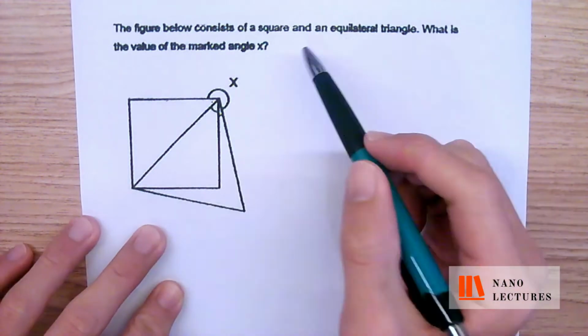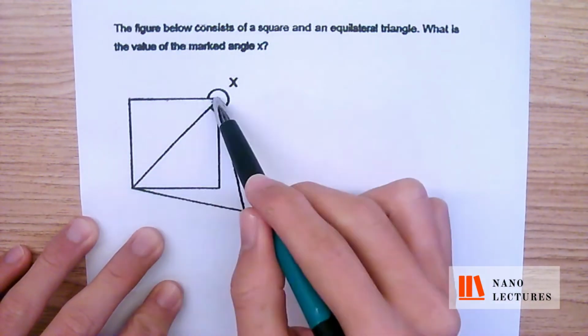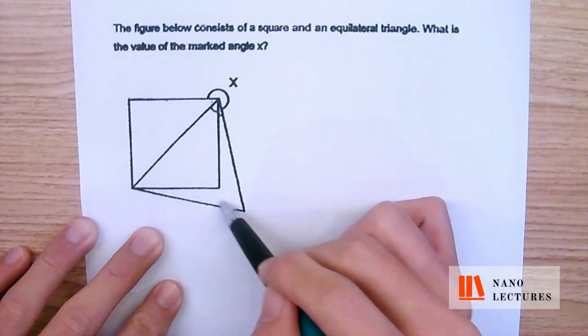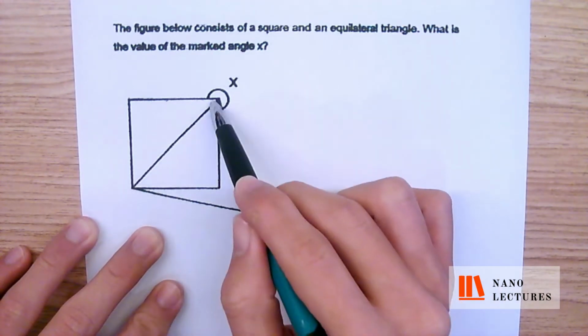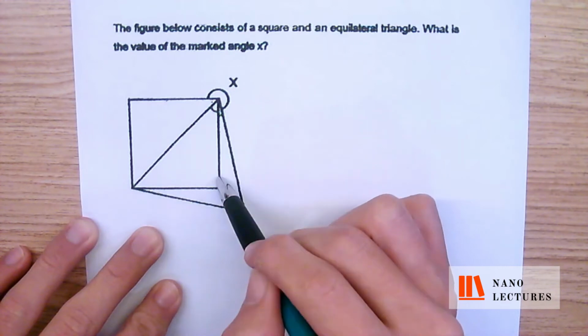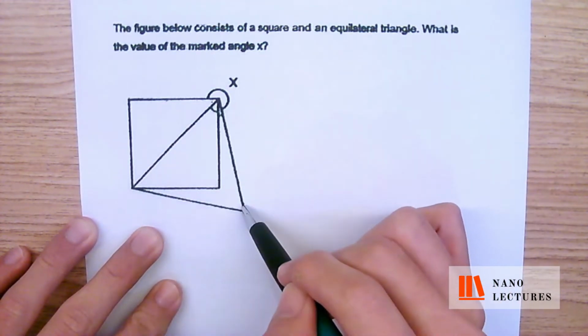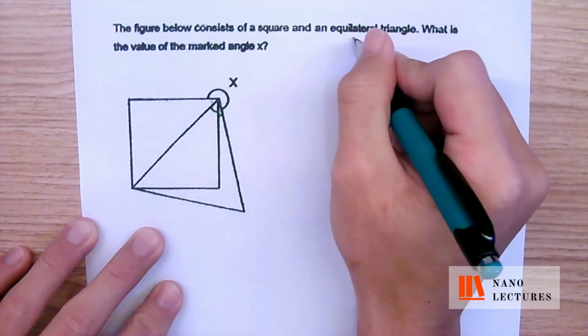Now the figure below consists of a square, which is here, and an equilateral triangle, which is here. Do not confuse the big triangle, which is the equilateral triangle, with this small triangle. This small triangle is part of this square, so it's not counted. So the equilateral triangle will be this big triangle.